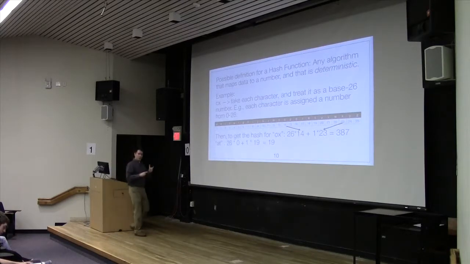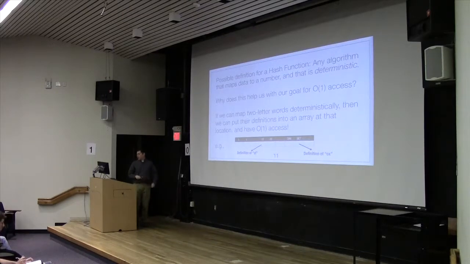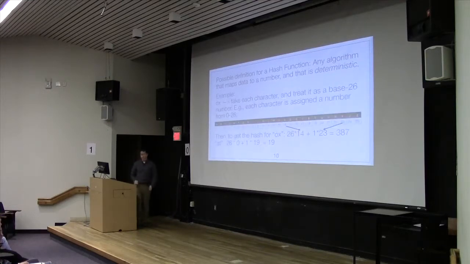Once we have that information, we've now made a deterministic function. You believe that it's deterministic, I hope, right? Anytime you have "ox", it's always going to be 387. Anytime you have "at", it's always going to be 19. Deterministic. No changes there.